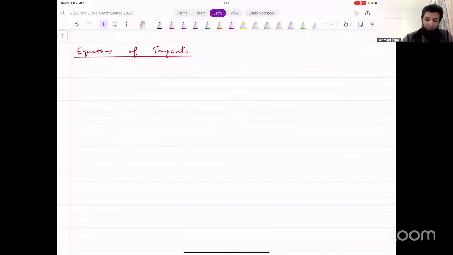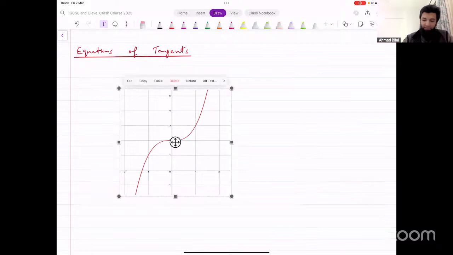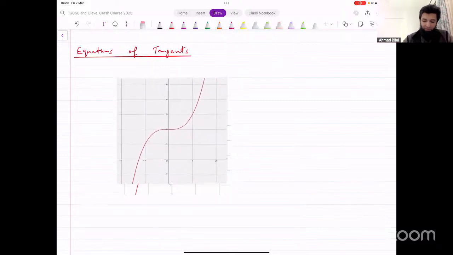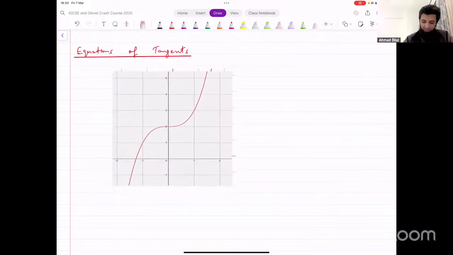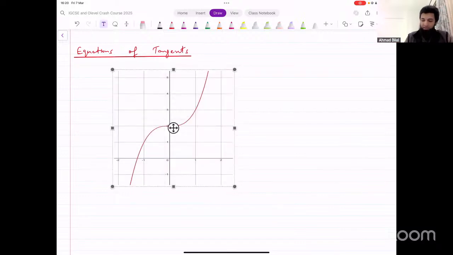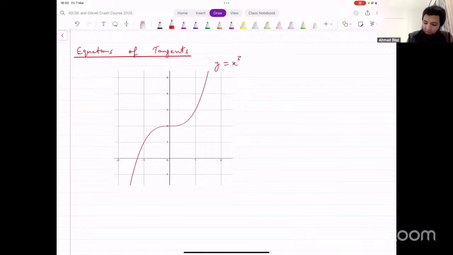Now, what do we mean by that? Let's say we have a function that looks like this. So we have a curve and it looks something like this. Okay. This curve has this equation. It's y equals x cubed plus 2. That's the equation of this curve. All right. And now let's say I have some point on this curve. Let's say it's this point here.